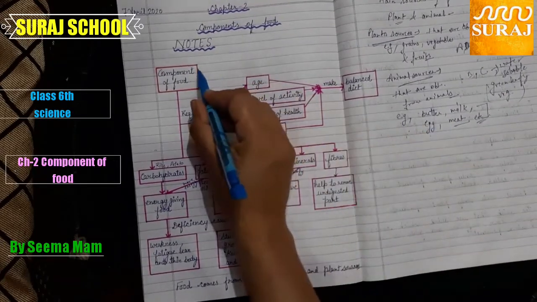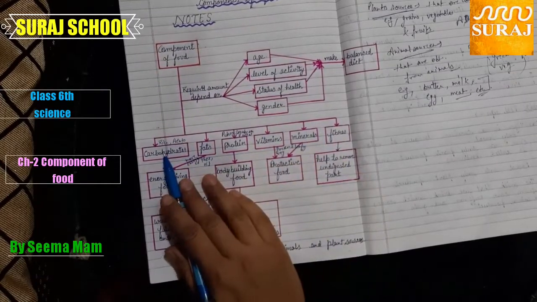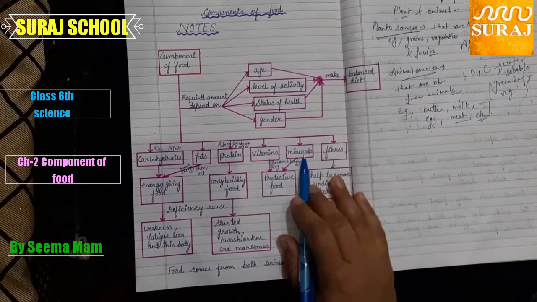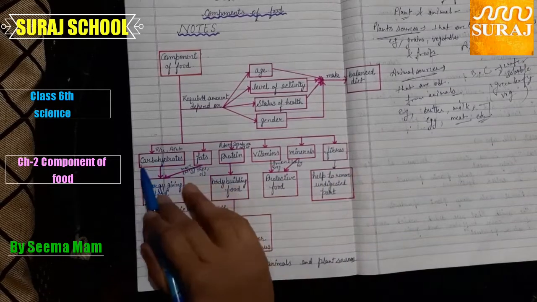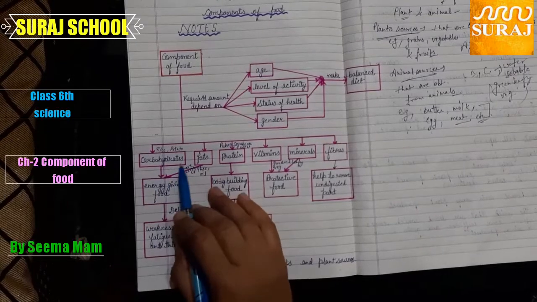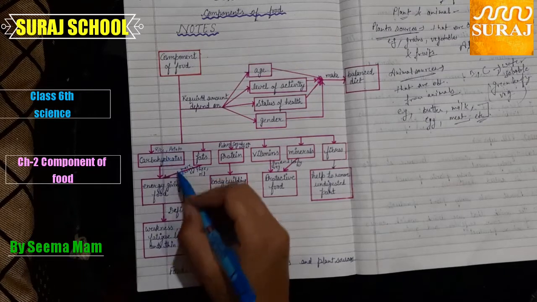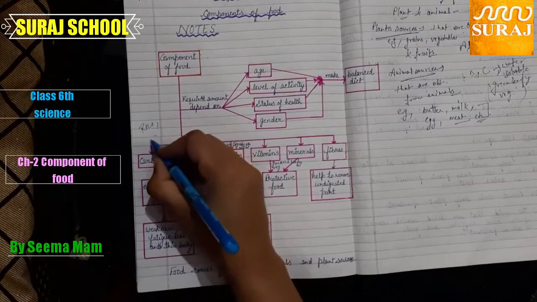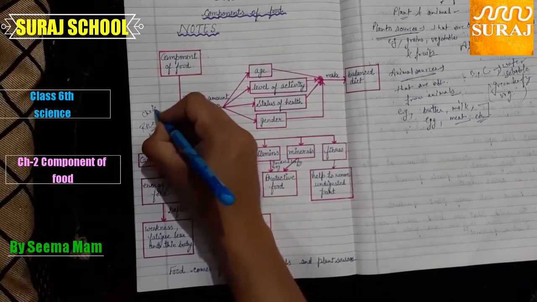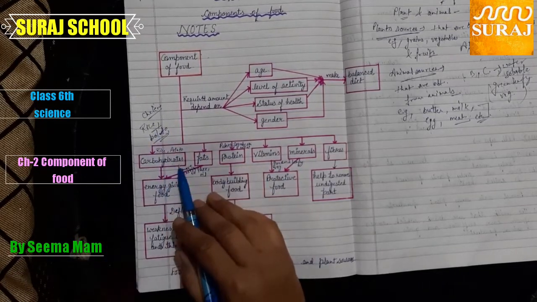Now, what are the components of food? The main components of food are carbohydrates, fat, protein, vitamins, minerals, and fibers. First we discuss carbohydrates. What are the food items that contain a rich amount of carbohydrates? For example, rice, potato, and chiku. These are the food items that contain a rich amount of carbohydrates.